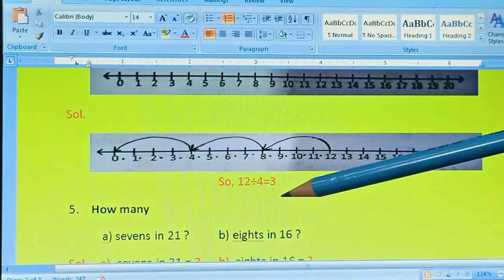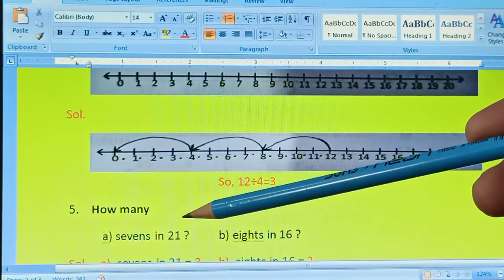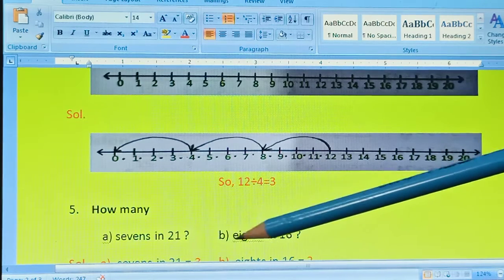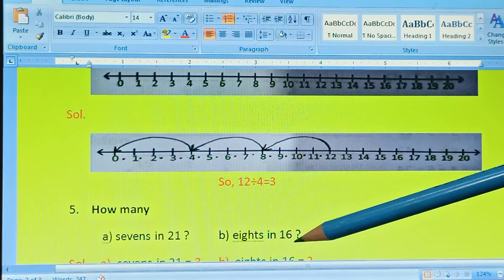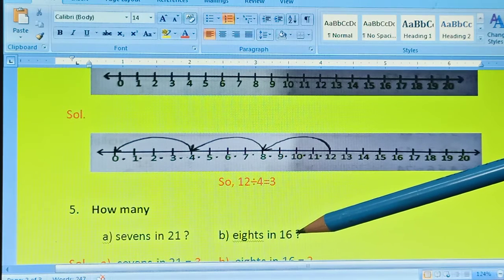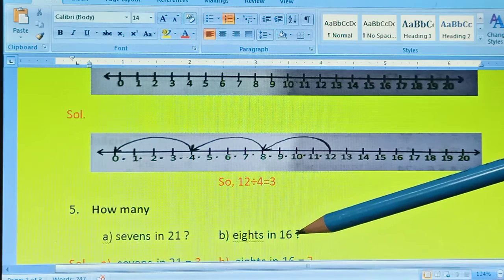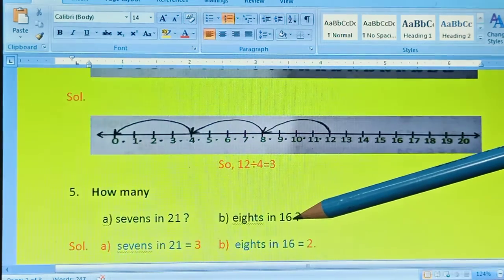Next. Students, if question comes like how many 7s in 21 are there? How many 8s in 16 are there? It has to be done the same way, the way you do by repeated subtraction. So let's do it.